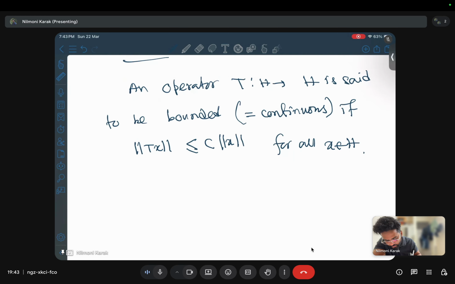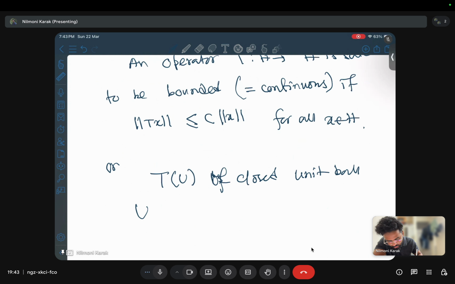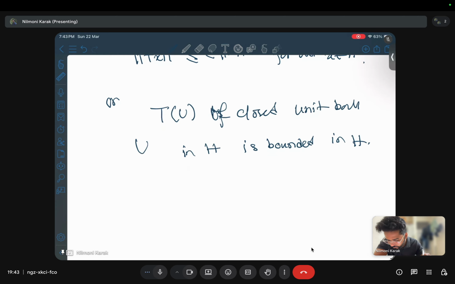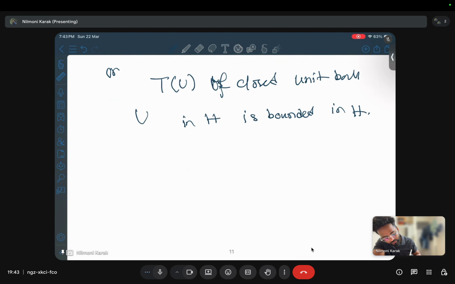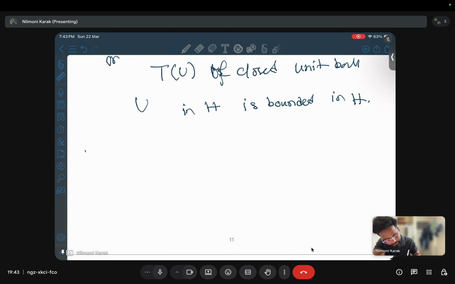In other words, you can say the image T(U) of the closed unit ball U in H is bounded in H. But compact operators are stronger. Okay, stronger. So, the definition.